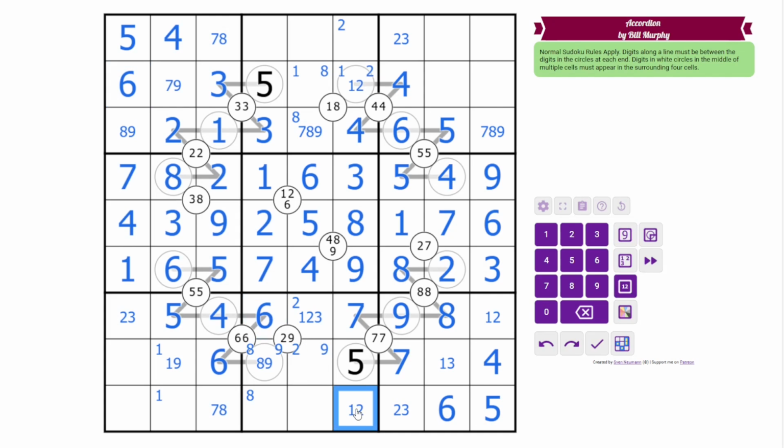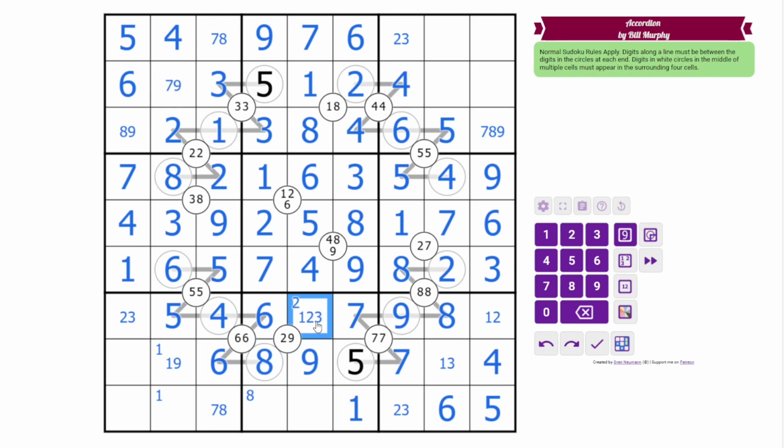This is not 6 because of that 6, so this is the only place for 6. That makes that a 2, that a 1, that an 8. That's a 1. These are 7 and 9, and we know the order. Makes that an 8, 9, 2. That's going to resolve all of this, and this is 8, 9, 7. 3 there, 7 there.